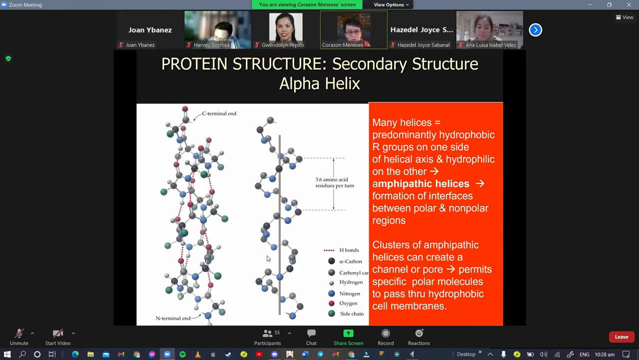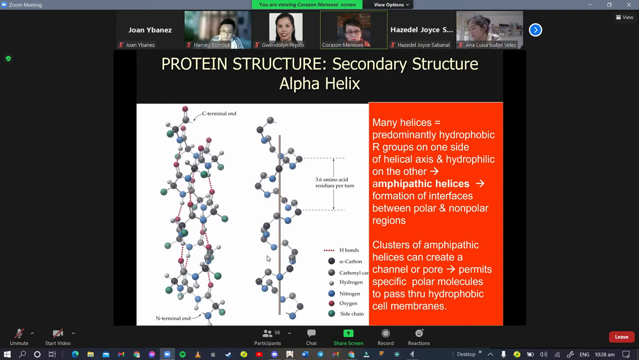The important thing, what is amphipathic? So we said the R group is on one side, okay? So on one side, it can be all hydrophobic. On the other side, it can be all hydrophilic. So amphipathic, meaning to say polar and non-polar, is present. Just like your phospholipid is also amphipathic. It has a polar head and a non-polar tail.